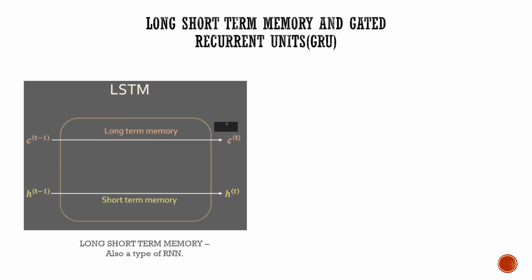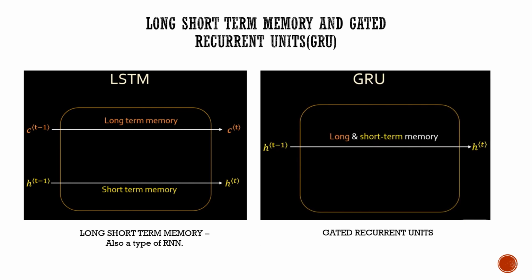The basic difference between the two proposed models, the LSTM and the GRU, is that LSTM has two states, the long-term memory and the short-term memory, whereas in the GRU these two memories have been combined to make a single state, the long and short-term memory.